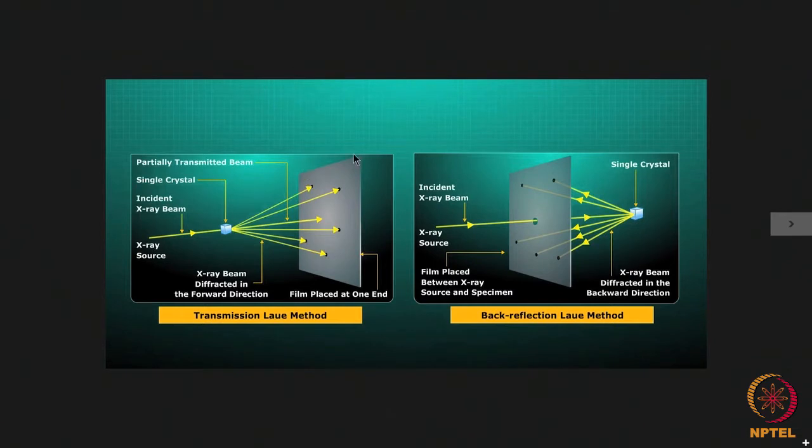So, this is the photographic film. This is wrapped in a black paper so that the photographic film is not affected by ordinary light. In the back reflection Laue method, as we can see, the photographic film is kept at the central location. X-rays pass through the film and fall on the single crystal, and all the diffracted radiations at the back side are recorded on the photographic film.